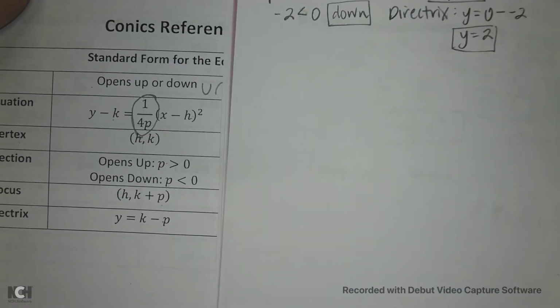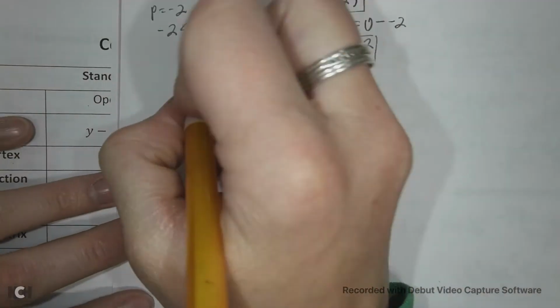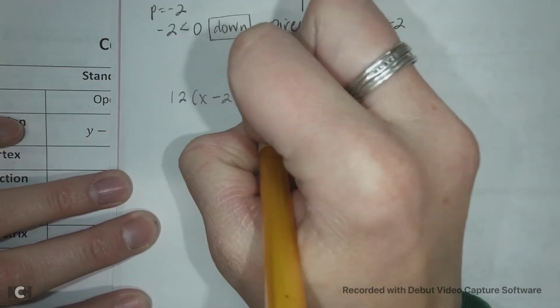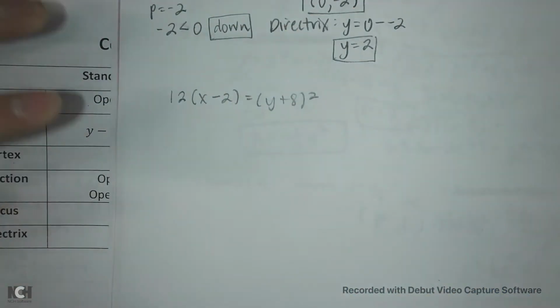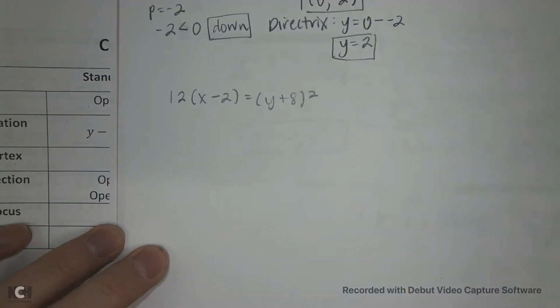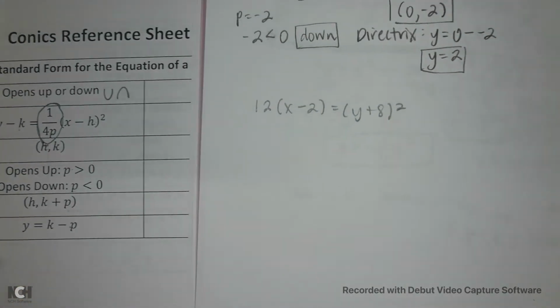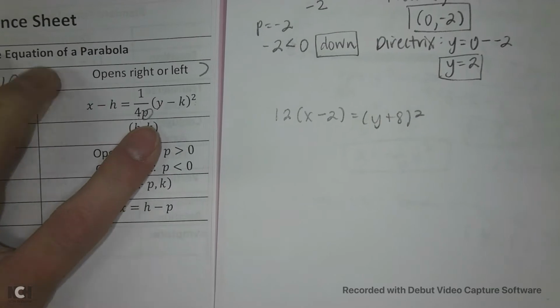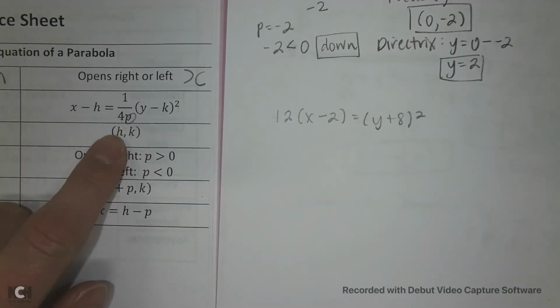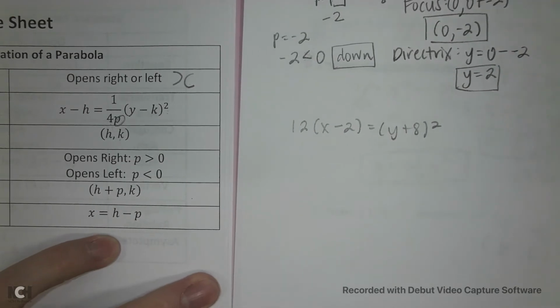So let's do another one, because these are so awesome. Okay, so we have 12x minus 2 equals y plus 8 squared. Again, this is not the correct form, but the first thing we have to do is match the side that we're going to use. So my y is attached to that squared, so that means I'm going to be using this side this time. So be really careful because these cute little h and k's, they like to shift. So be careful about that.